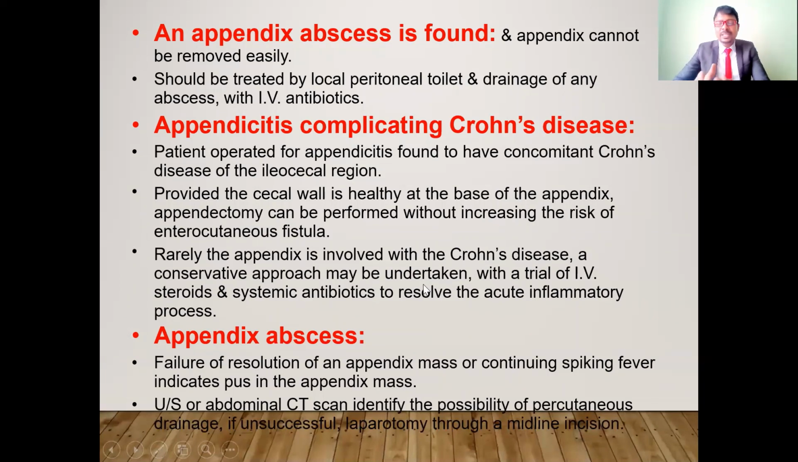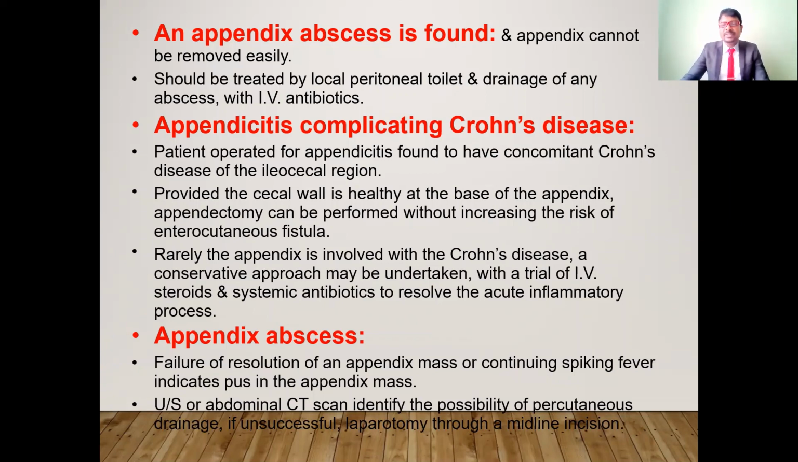And next one is the appendix abscess, the pus formation that may occur in the appendix. This is indicated by failure of resolution of the appendix mass, or continuing spiking fever, which indicates pus in the appendix mass. It is difficult to resolve with antibiotics, IV fluids, and steroids, and sometimes we won't get any improvement in the pain. The mass may increase, and the continuing spiking fever, if the fever levels increase, indicates pus formation in the appendix mass.